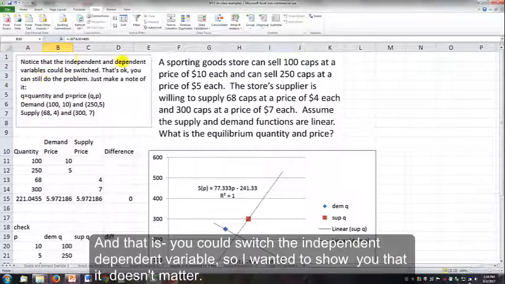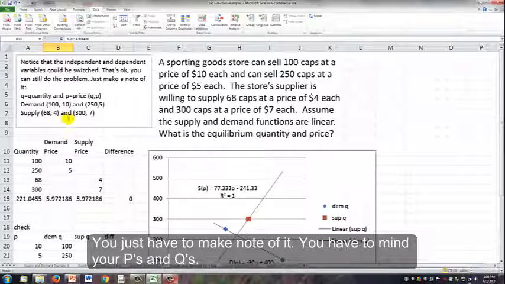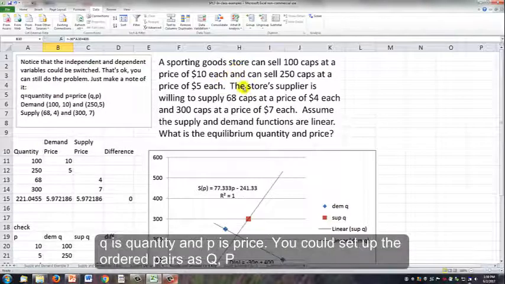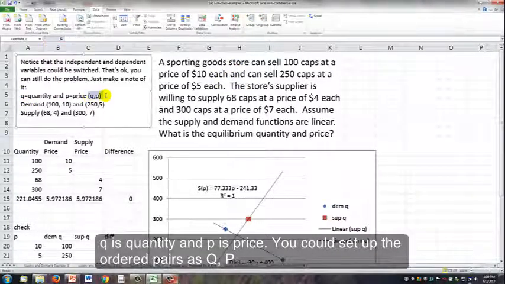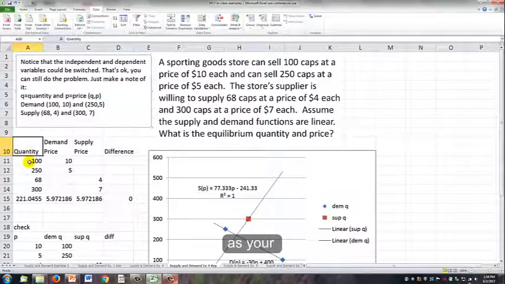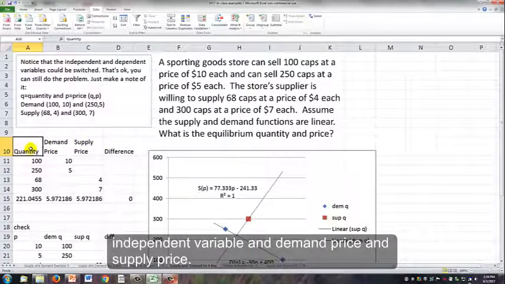So I wanted to show you that it doesn't matter. You just have to make note of it. You have to mind your P's and Q's. So when you read the problem, Q is quantity and P is price, you could set up the ordered pairs as Q comma P. And so that's going to switch the ordered pairs around. And so when you put it in your table, you're not going to have price here. You would have quantity as your independent variable, and demand price and supply price.